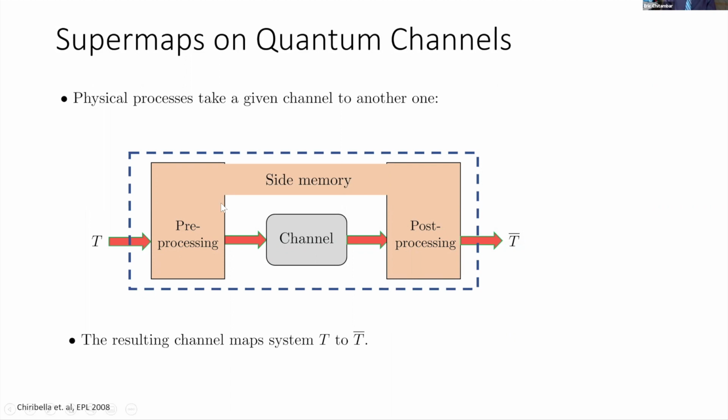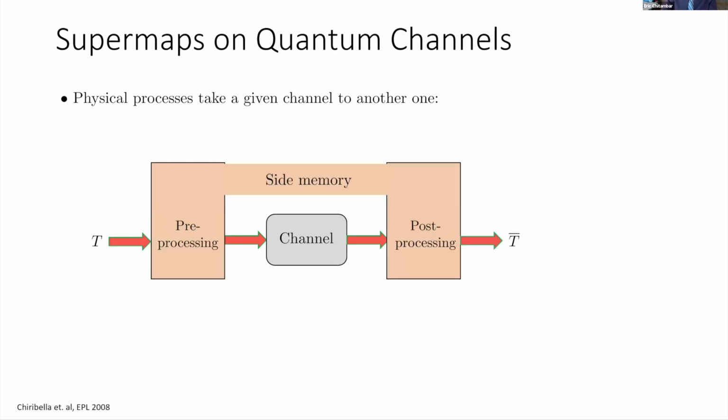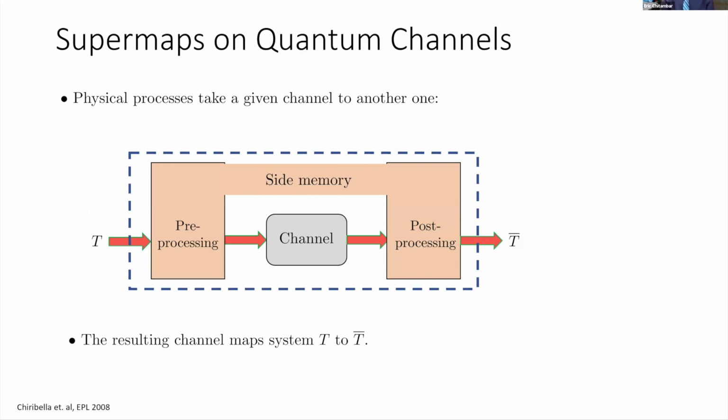And then what I get at the end of the day, if I abstract this, is a new channel going from T to T bar. So I started off with an object S to S bar, and then I added these additional components, and I get something that's going T to T bar. Okay, and that's what is known as a supermap. Any supermap can be implemented in this way.